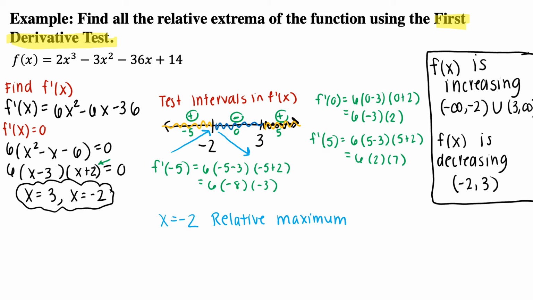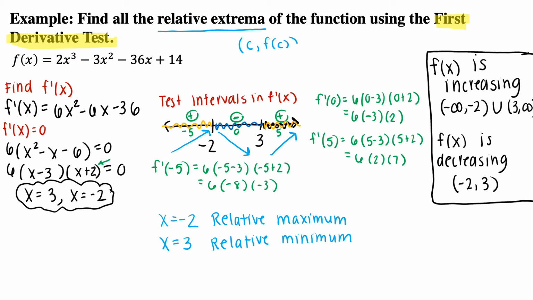And then we were decreasing and changed to increasing. So the sign of our derivative changed from negative to positive at x equals 3, which makes that a relative minimum. However, we don't give points just as x equals. When we give our relative extrema, we want to give it as c, f of c. So we have an additional step that we get to add to our process where we actually want to plug in our x values where we found relative extrema back into our original function. So we're going to use our original function f of x to find our ordered pairs.